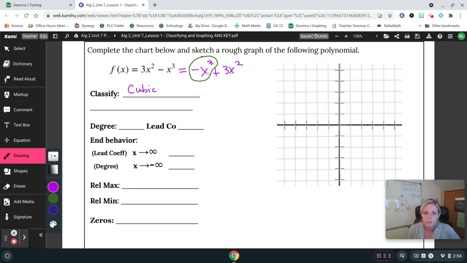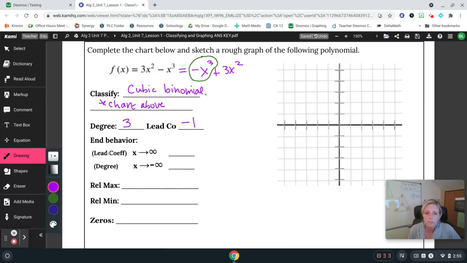polynomial or cubic function. And because it has two terms, it's going to be binomial. Okay, and this comes from the chart above on the left. Okay, the degree that we have here is the third degree, and my leading coefficient is -1.